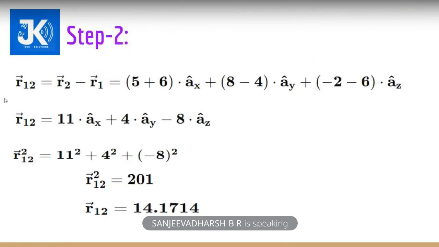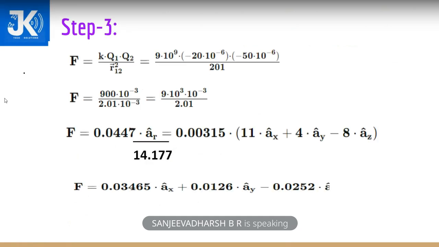In step 2 we are calculating the R12 vector. As you all know, R12 vector equal to R2 minus R1. So we just substitute the given values in R12 vector equal to R2 minus R1. After substituting this, we are getting 11ax plus 4ay minus 8az as the R12 vector. Next we are finding R12 square, so we are finding the magnitude. After finding the magnitude, we are putting the square root. After putting the square root, we are getting the magnitude of R12 vector equal to 14.1714. So this is the R12 we have received.